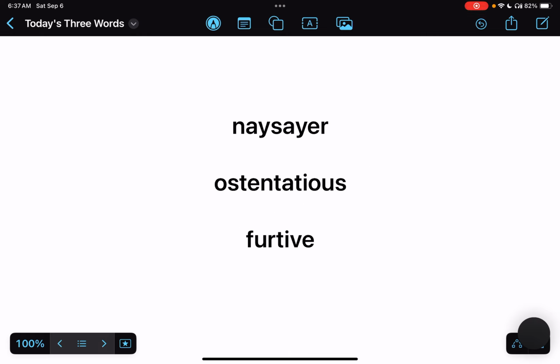Three wonderful, interesting words: naysayer, ostentatious, and furtive. If these words are unfamiliar to you, use them in a sentence. Play around with them. Make them part of you so they're accessible to you when you write.